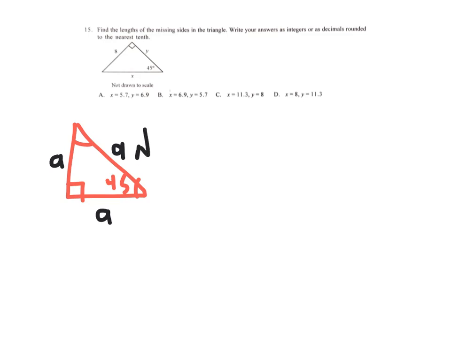15 says find the lengths of the missing sides of the triangle. Write your answers as integers or decimals rounded to the nearest tenth. So again, we have our 45, 45, 90. Remember, we have 45, this one's also 45, and we have the 90-degree angle. My side lengths again are A, A, and A root 2. And I'm going to go ahead and label this triangle here. So this one's my hypotenuse. It's across from my right angle, so it's going to be A root 2. This one is going to equal A, and this one's going to equal A.